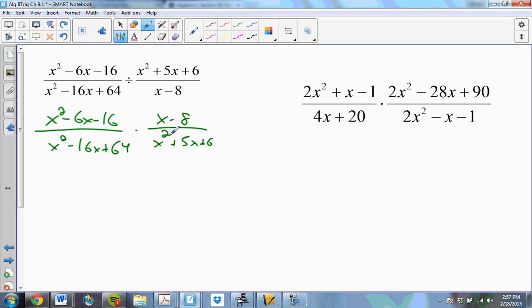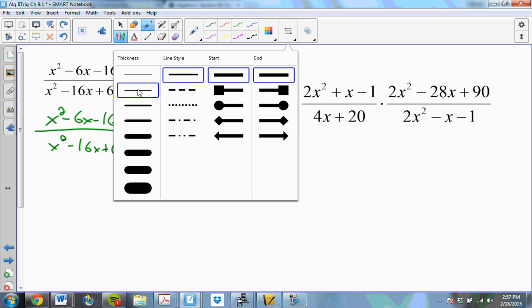Now that I'm multiplying, I can cancel. I don't want to cancel things while I'm dividing. Right now, nothing can cancel. Don't try and cancel these 16s, or this 6x and this 64, or this 8 and this 6. Nothing can cancel because nothing is in a factored form. Everything has to be in a factored form. So instead, I factor everything.